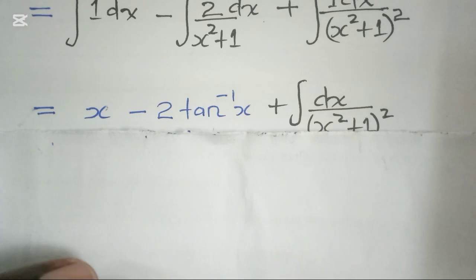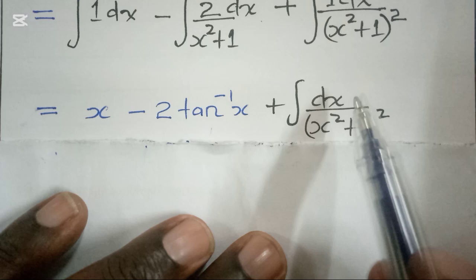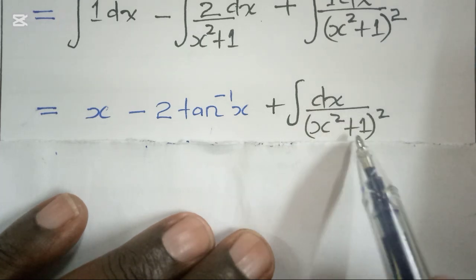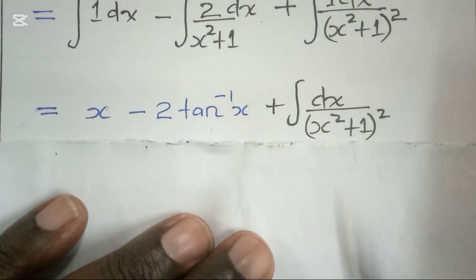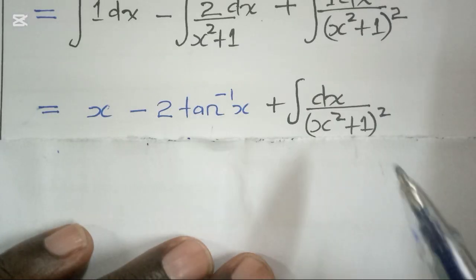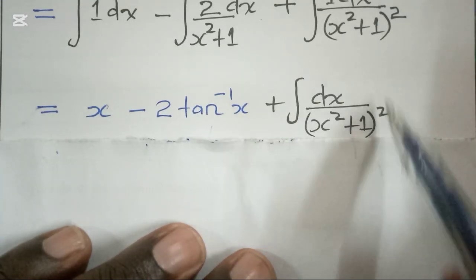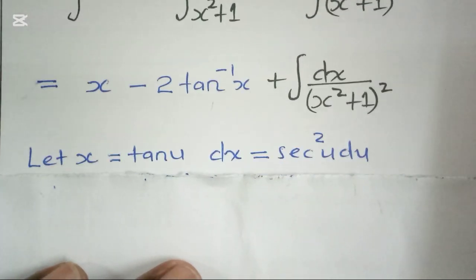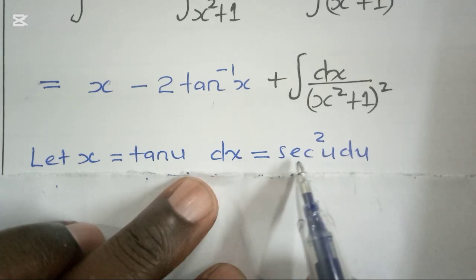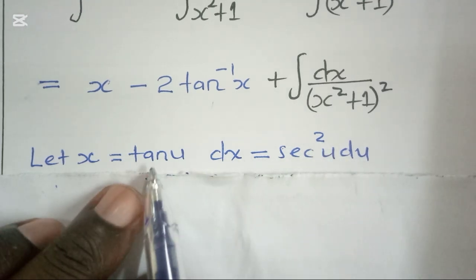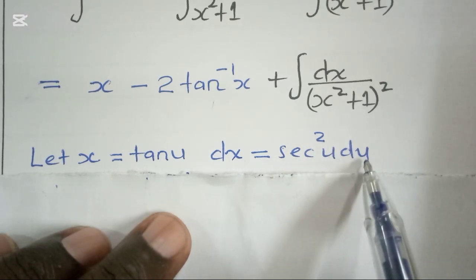From there, we come to this other term, where we have the integral of dx all over (x squared plus 1) all squared. We can now say let x equal tan u. So we turn this into tan u, where we say let x equal tan u, and therefore dx equals sec squared u du. That is, the differentiation of tan u is sec squared u, and then we can put the du this side.